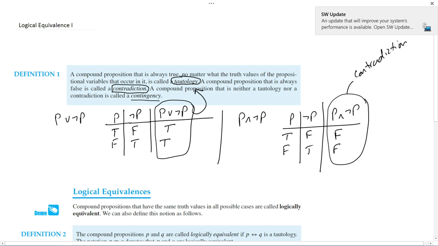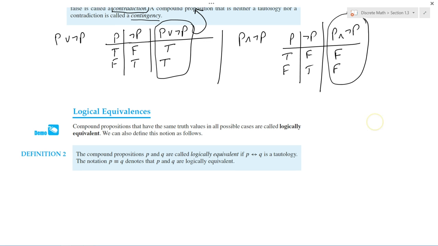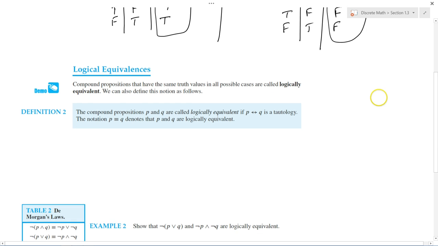So now that we've looked at the definition of tautology and contradiction, let's look at logical equivalence. Compound propositions that have the same truth value in all possible cases are called logically equivalent. Look at the definition. The compound propositions P and Q are called logically equivalent if and only if P if and only if Q is a tautology.